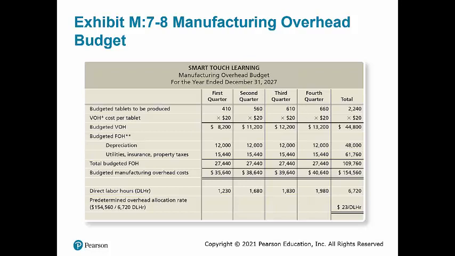We get the predetermined overhead allocation rate by dividing the $154,560 by the 6,720 direct labor hours. That gives us a predetermined overhead allocation rate of $23 per direct labor hour.